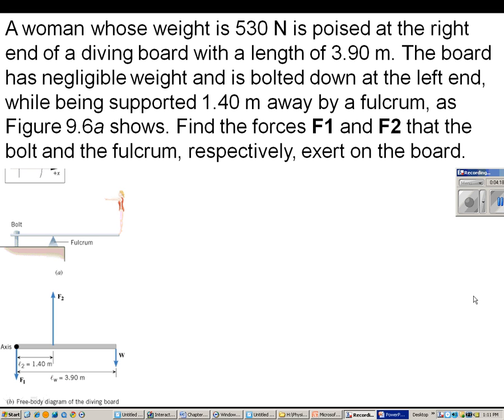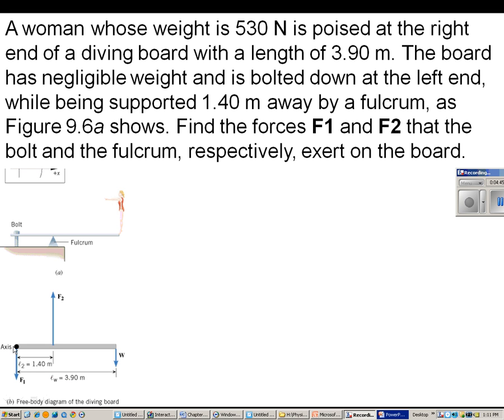So we're going to go ahead and look at this problem here. A woman whose weight is 530 newtons is poised at the right end of a diving board with a length of 3.9 meters. The board has negligible weight and is bolted down at the left end while being supported 1.4 meters away by a fulcrum, as figure 9.6 shows. Find the forces F1 and F2 that the bolt and the fulcrum respectively exert on the board.